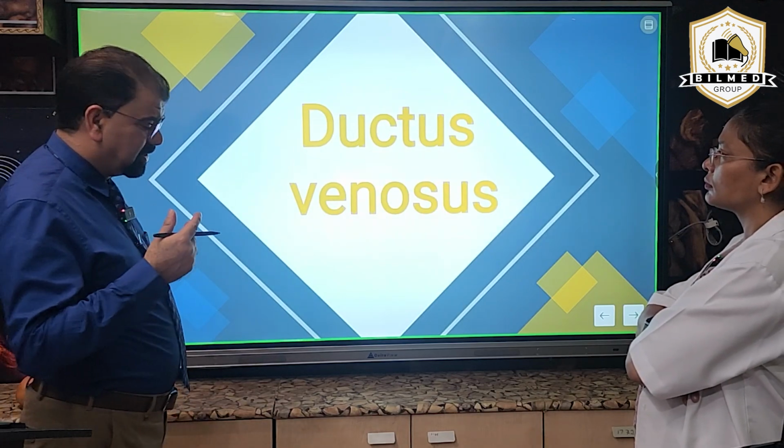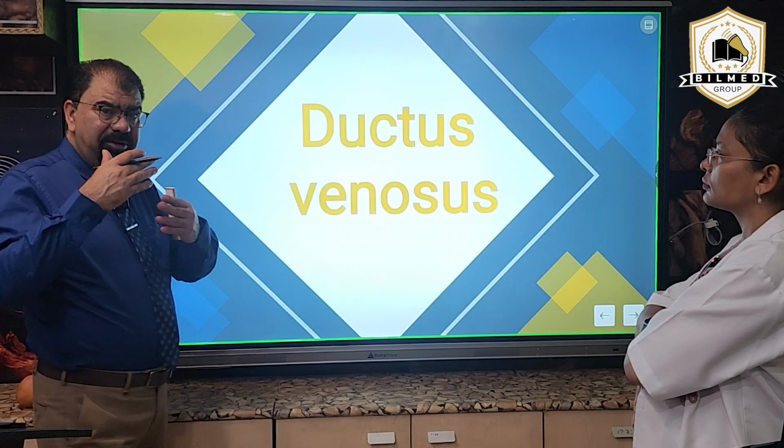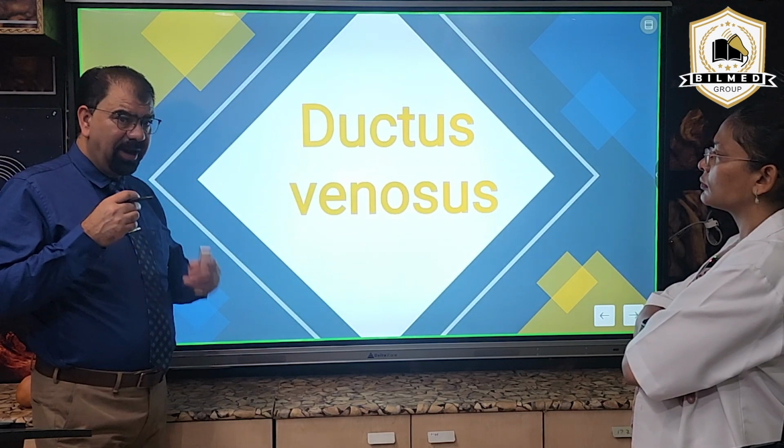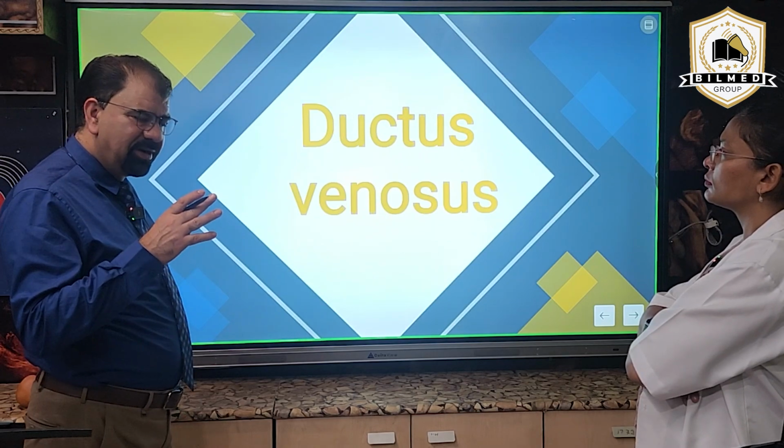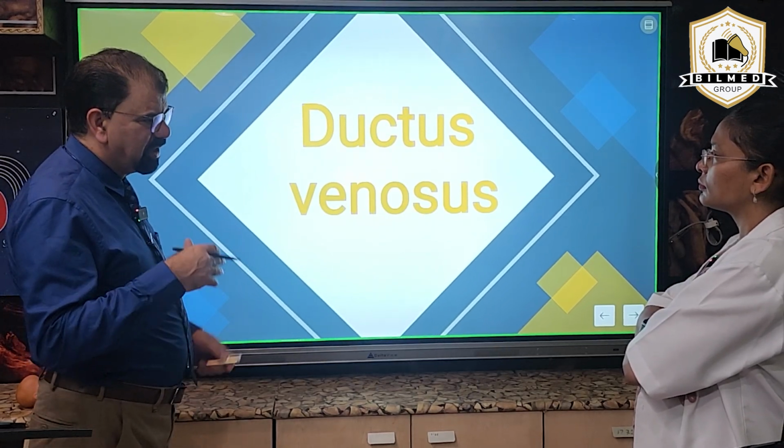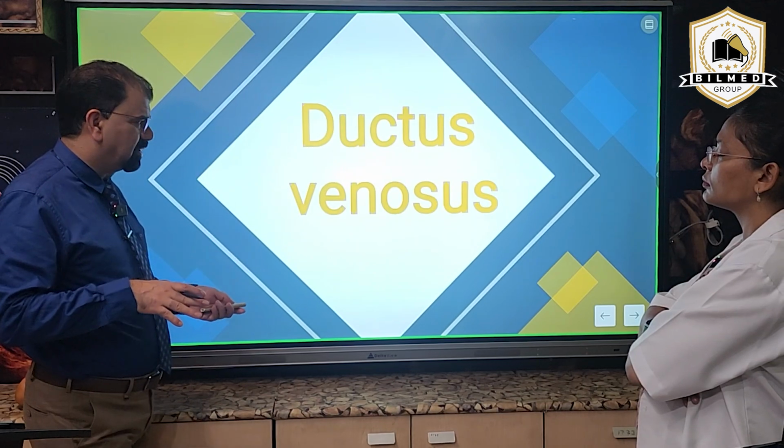Point number one. Point number two, there is a turbulent flow. And if I can pick that turbulency on Doppler, I will easily pick the ductus venosus. Otherwise, I will keep on struggling for years to get this ductus venosus.